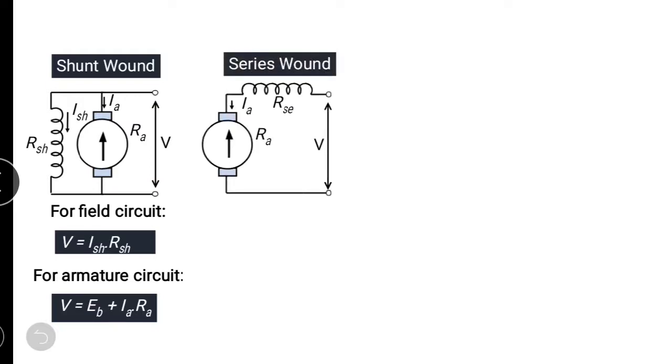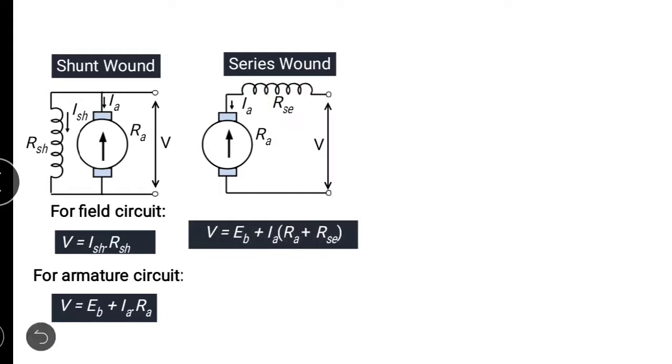Next, moving on to the series wound motor. This is the simple construction of the series wound motor, where RSE is the resistance of the series field. Now if we apply KVL, we have the voltage equation V equals EB plus IA and the resistance here. These two resistances are in series, so the drop will be IA multiplied by RA plus RSE.